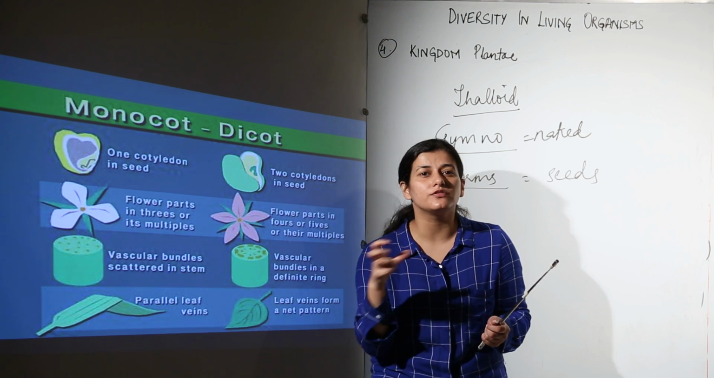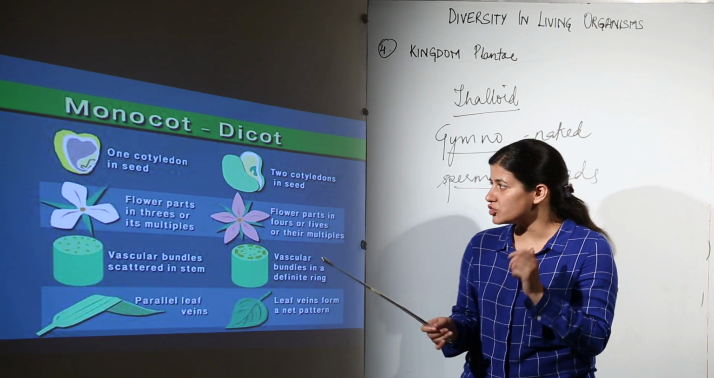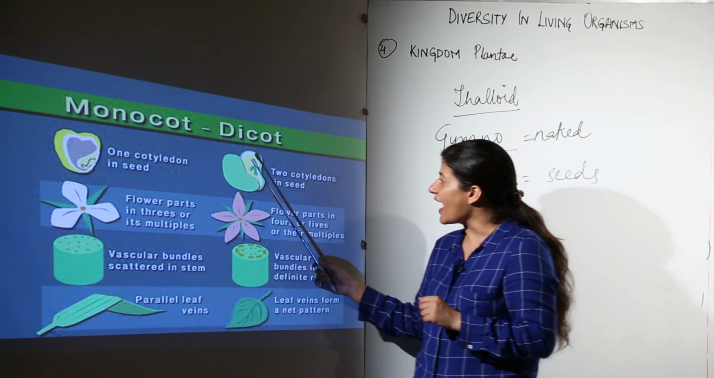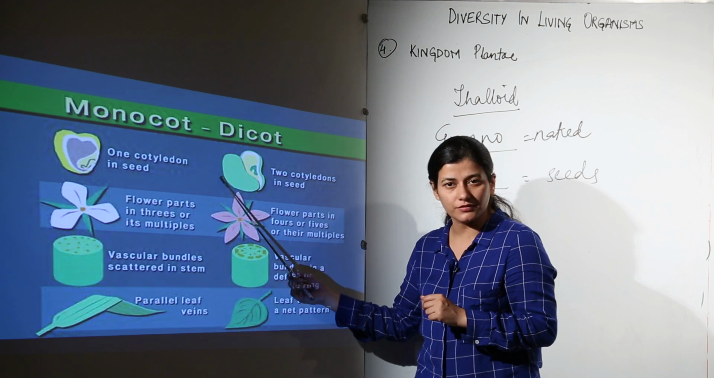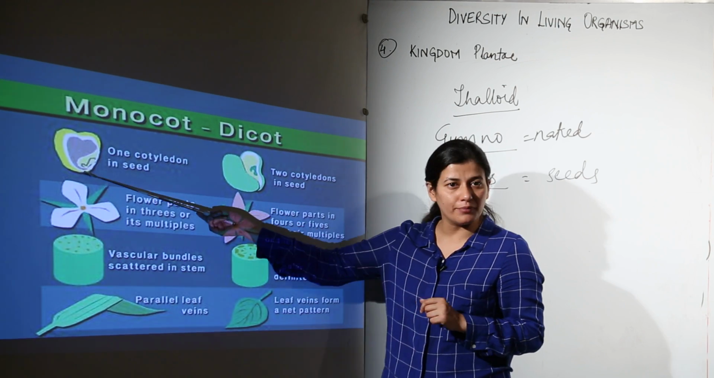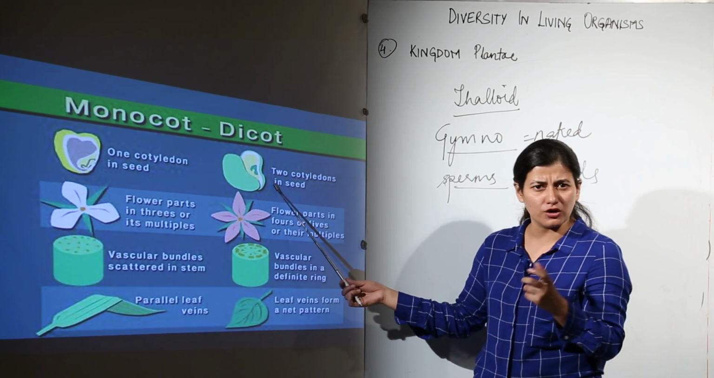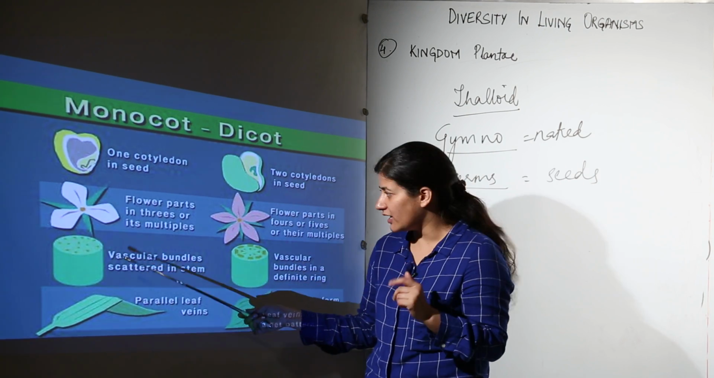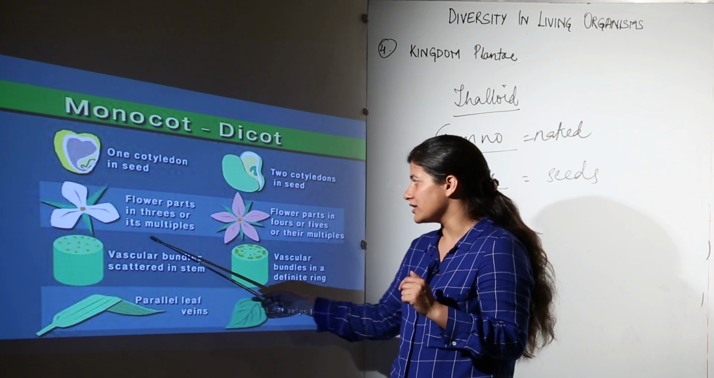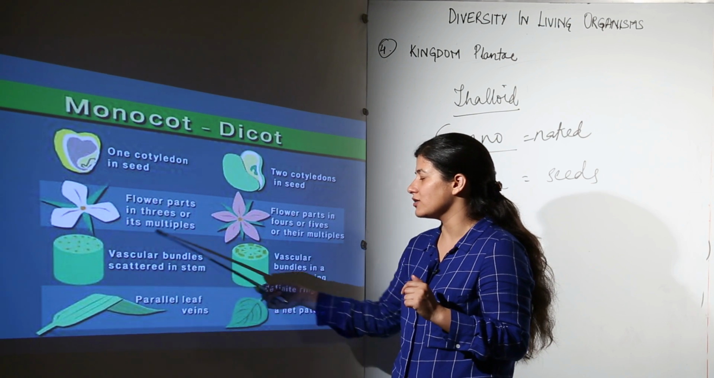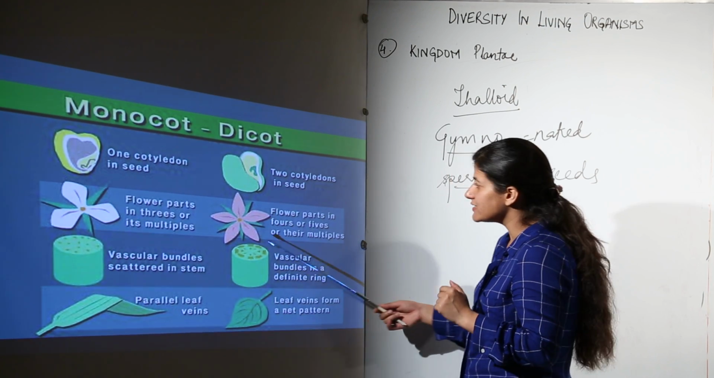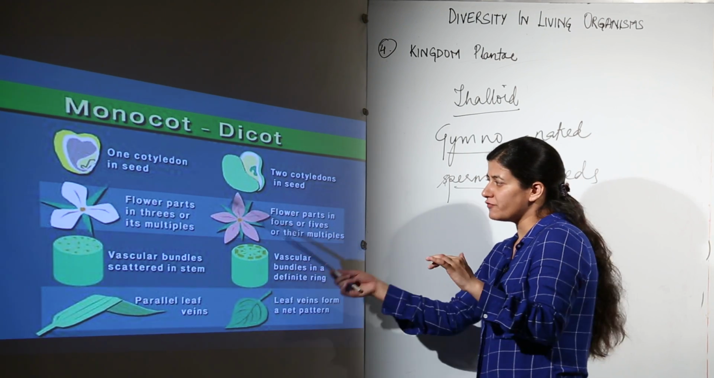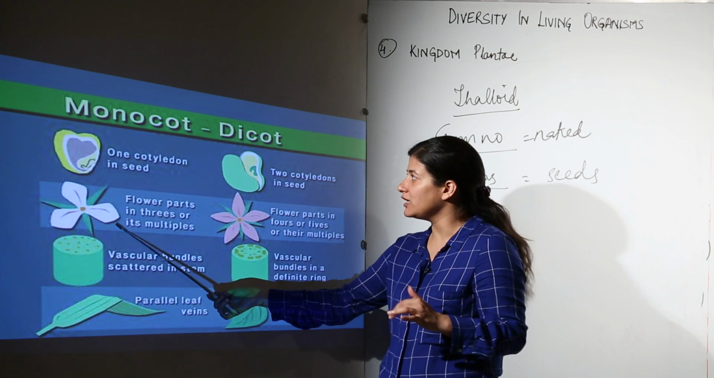So, that is one point of difference between the angiosperms. There is 1 cotyledon in the seed in case of monocots, and there are 2 cotyledons in the seed in the case of dicots. Take the example of maize seed over here, take the example of kidney beans over here. They have 2 different cotyledons. Now, talking about their flowers, they are in 3s or its multiples, and in this case the flowers could be 4s or 5s. You can just skip this point, just pictorially if you can remember, this is the difference between the monocot and dicot flower.